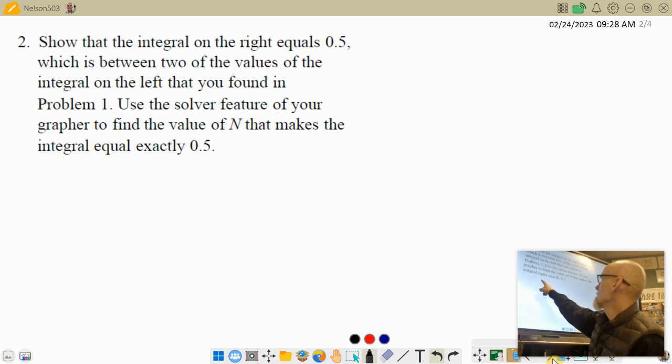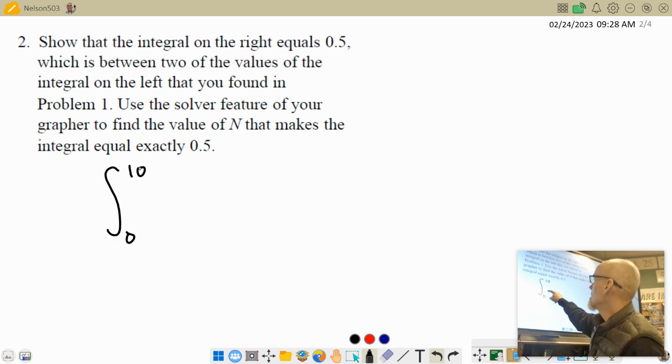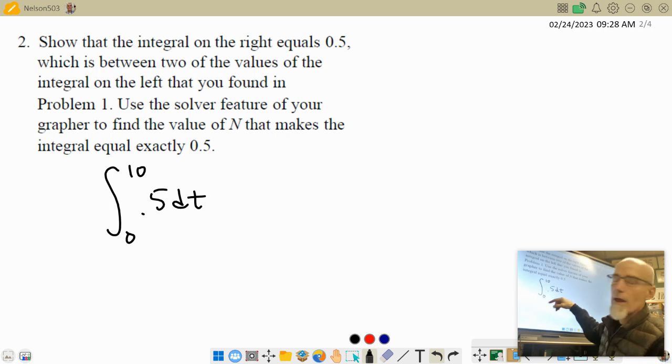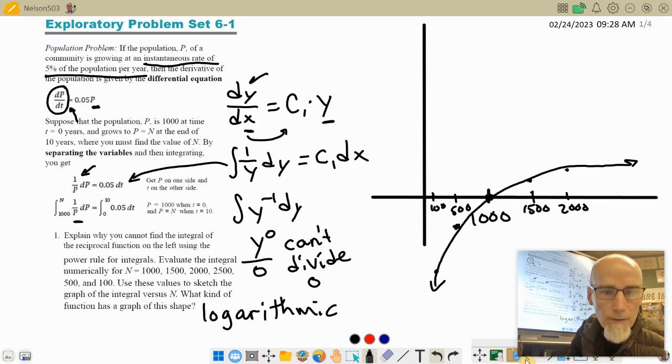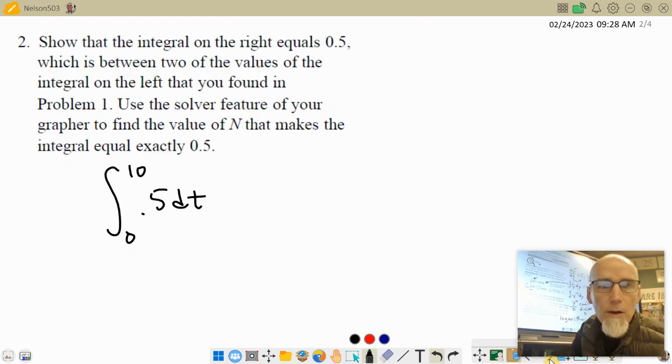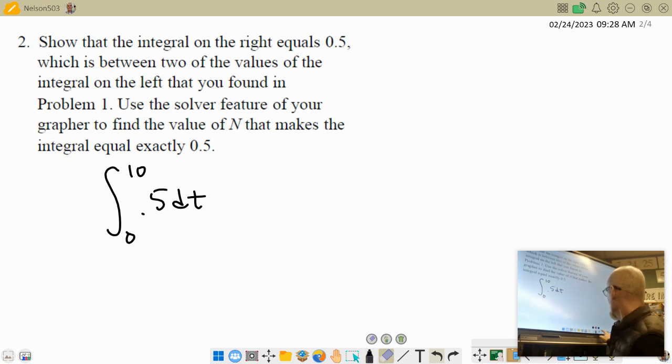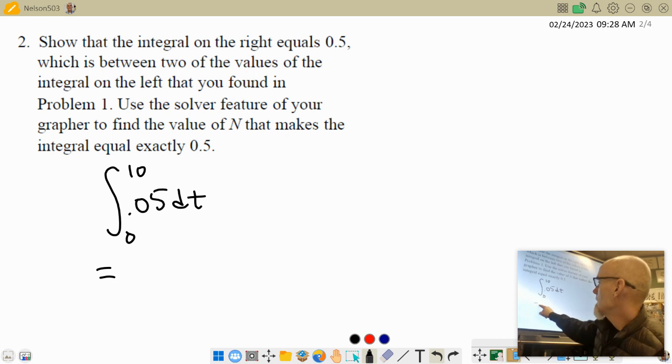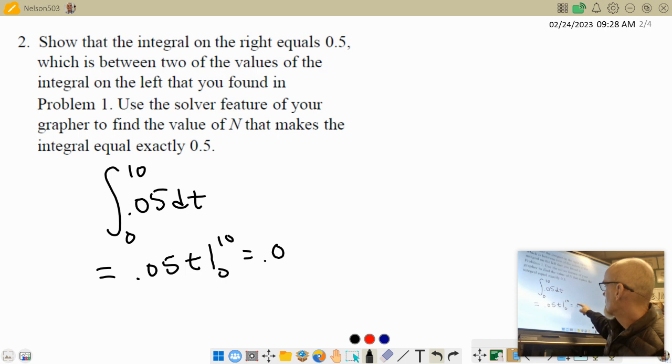So what I'm saying is we've got 0 to 10, 0.5 dt. We're supposed to show that is equal to, I think it was 0.05, wasn't it? Yeah, it's 0.05 because it was a 5% rate of increase, right? So let's fix that real quick. This should be 0.05. Okay, so I can take the antiderivative of this guy. This guy is 0.05 t. I'm going to evaluate that from 0 to 10. This is what they want us to show. I plug in the 10 and I get 0.05. I plug in the 0 and I get 0.